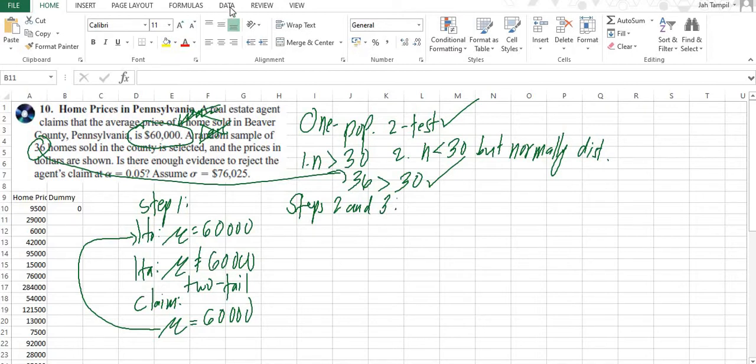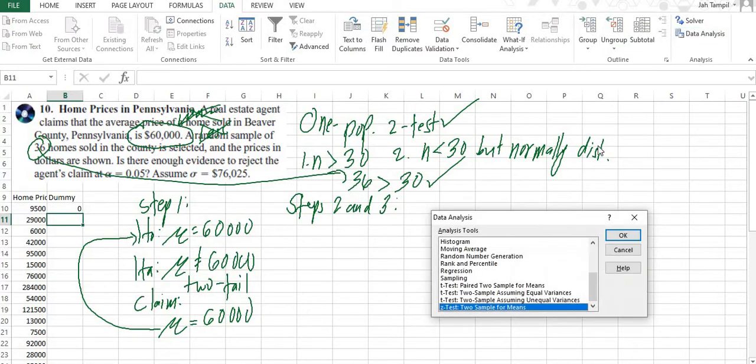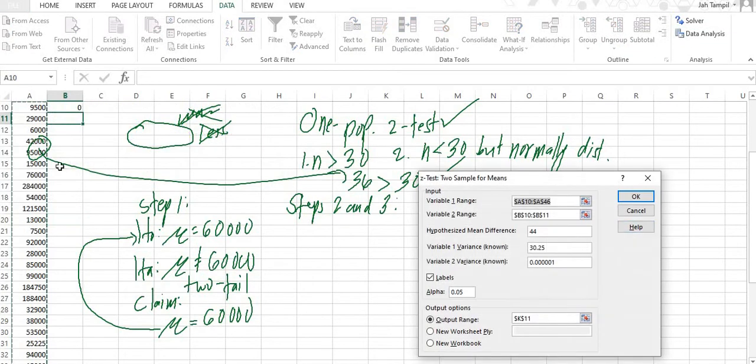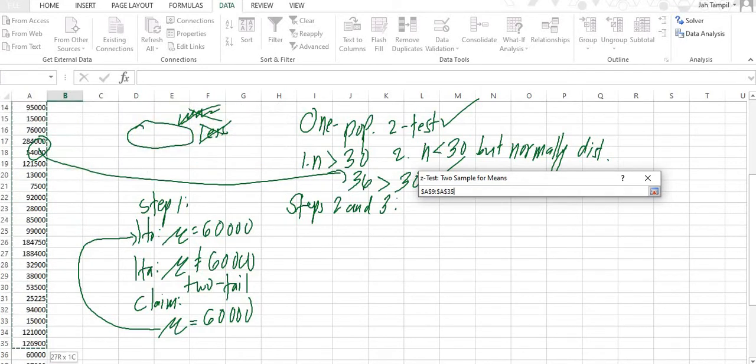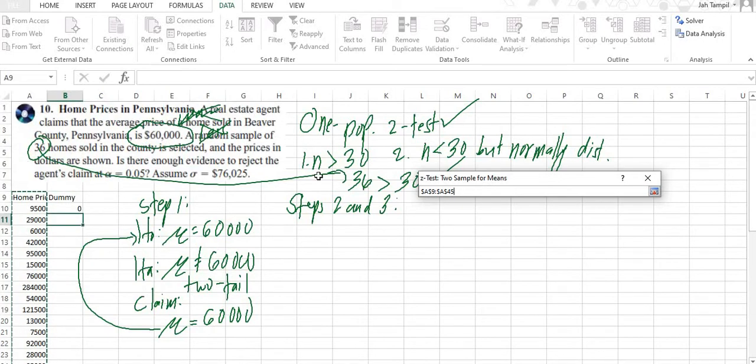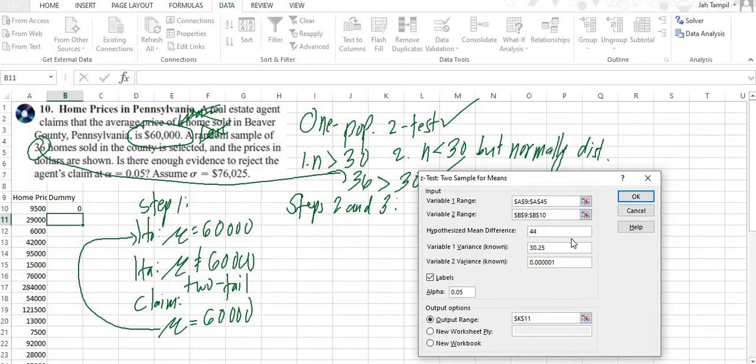So we now go to our data analysis, again our z-test. So here we go. We shall now select our variable 1, which is this one, all the way down there. Then our variable 2 is our dummy variable here. Our hypothesized mean difference is this one, which is 60,000. And our variance is here, but this has to be squared. So the variance should be 76,025 squared, which is actually this number.